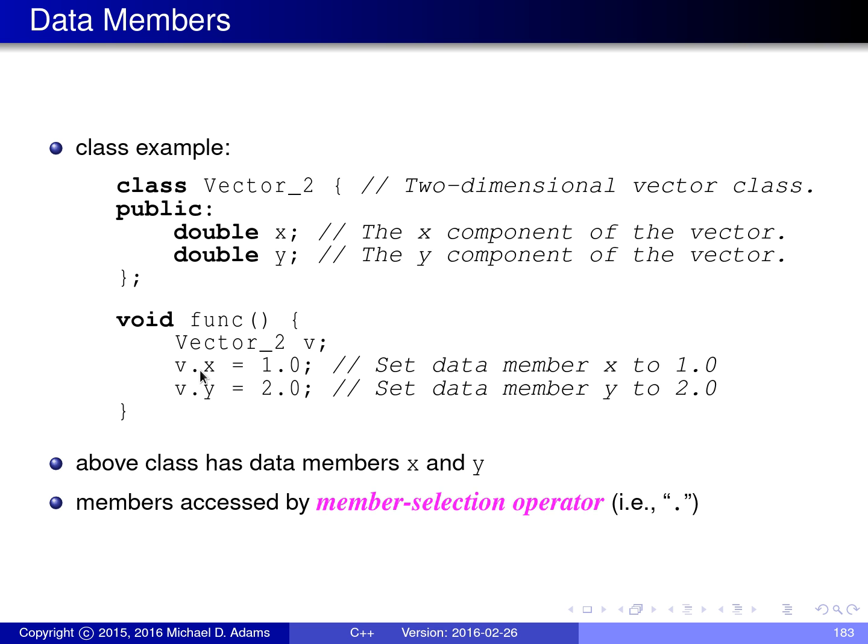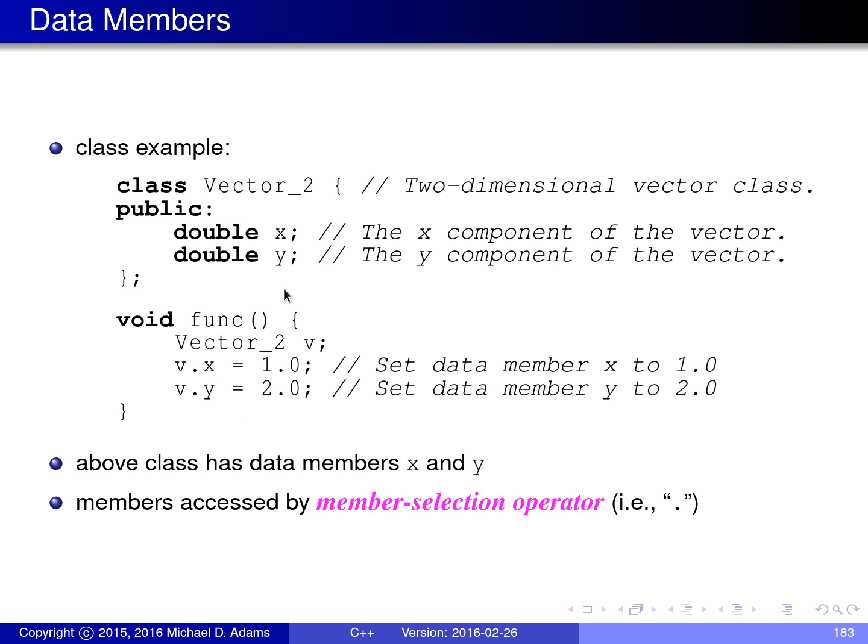So we're saying v.x, we want to assign the value of 1 to it, so this will set the x part of the vector variable v to 1. And then here we want to access the y component, or the y part of the vector2 object, so we say v.y. Again, we're using the member selection operator to get access to a particular data member of this class object.